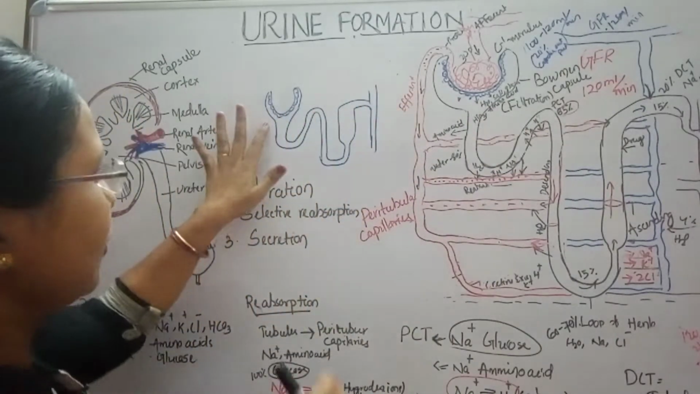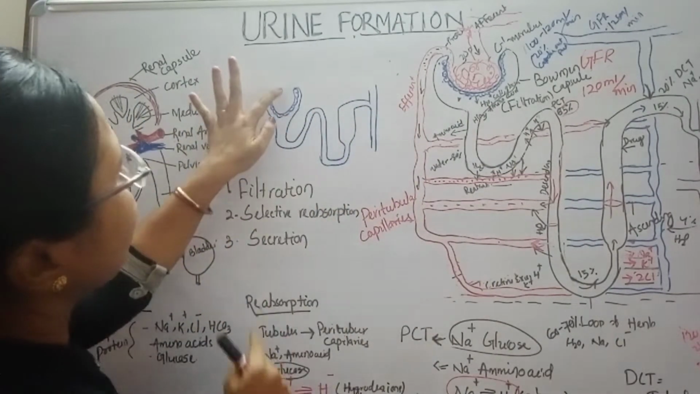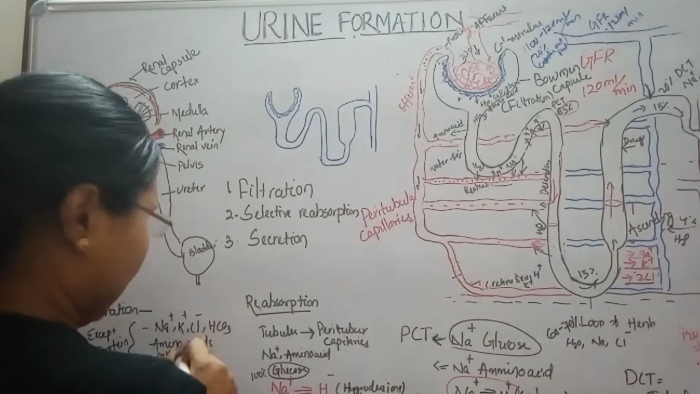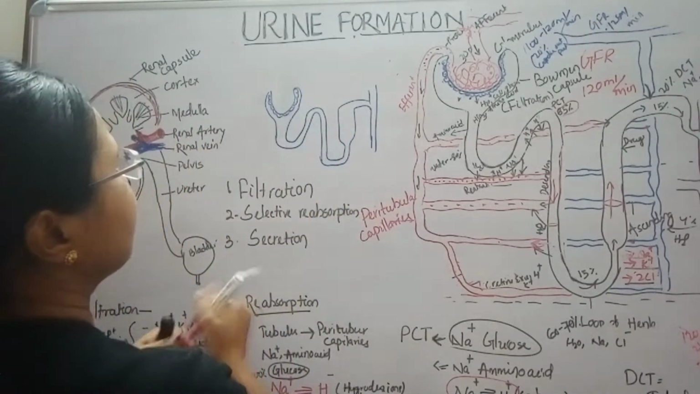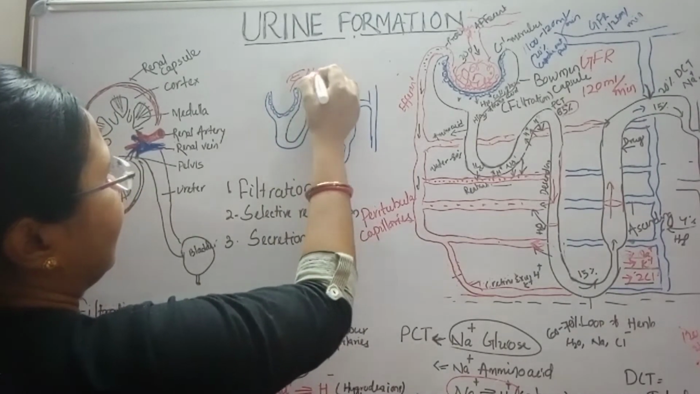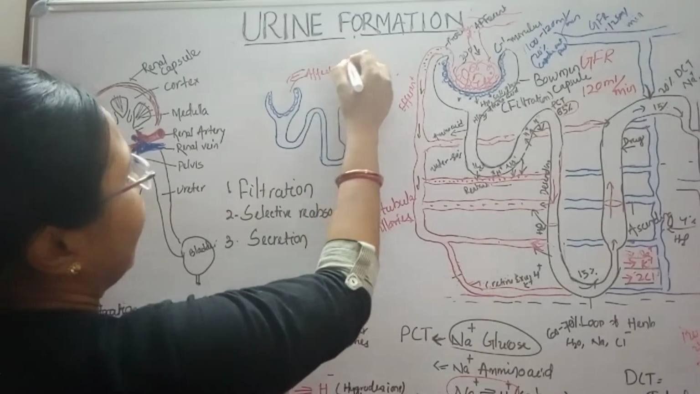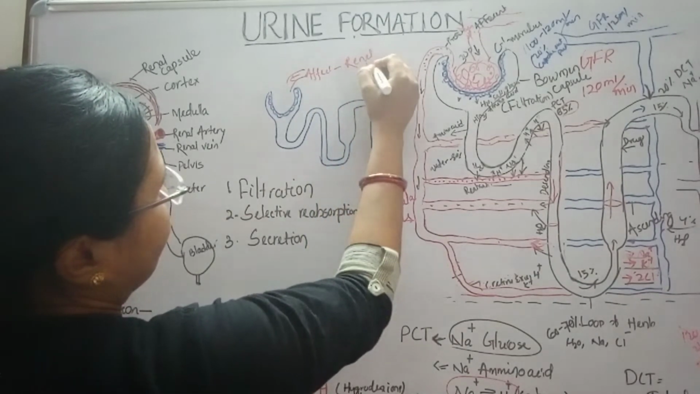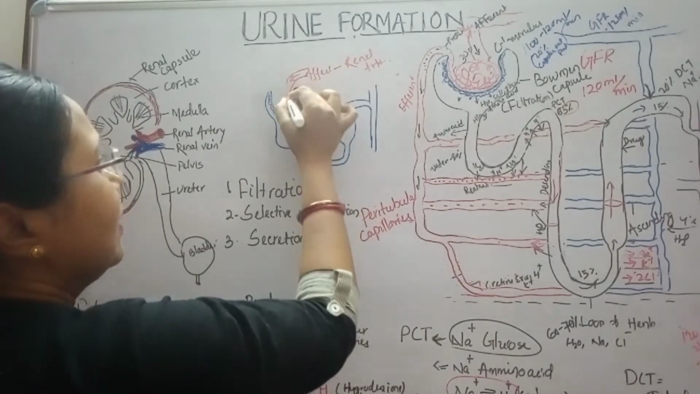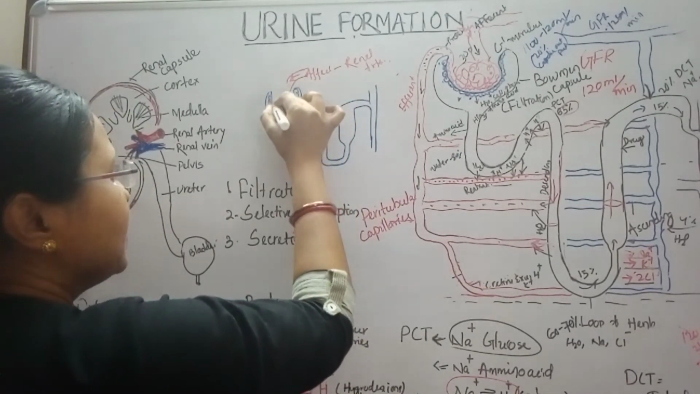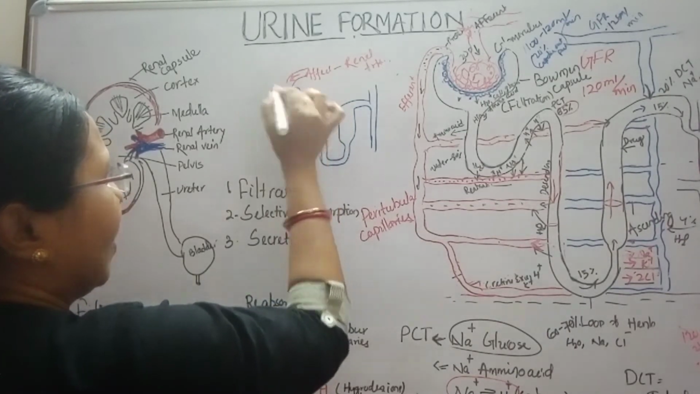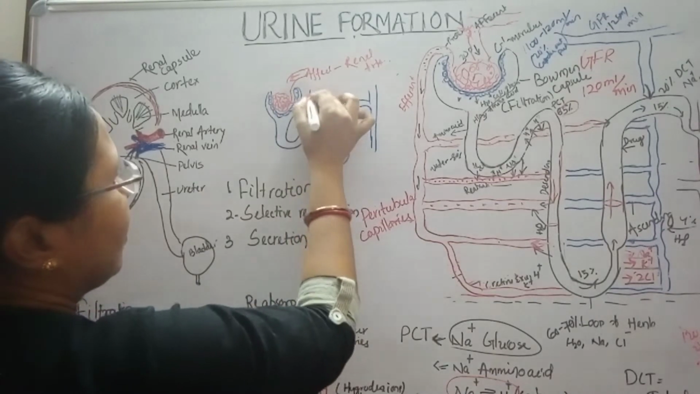See, this is a nephron, and this is the Bowman's capsule. The vessel that carries blood is the afferent arteriole. It is part of the renal artery that carries blood to the kidney. Here it makes a number of branches, and the capillary structure formed is called the glomerulus.